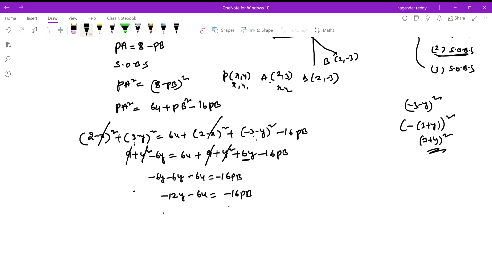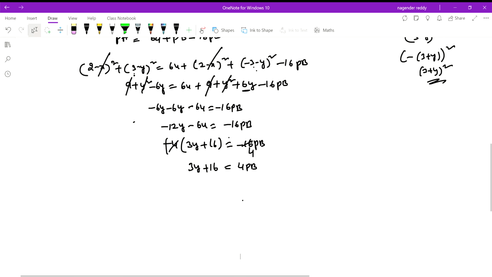So I have minus 4 common, then I'll get 3y plus how much, could you please tell me? It is 16, right? Right, 16. So next, minus 16 PB. Can I cancel minus 4 on both sides? So I'll get 3y plus 16 equals 4 PB.